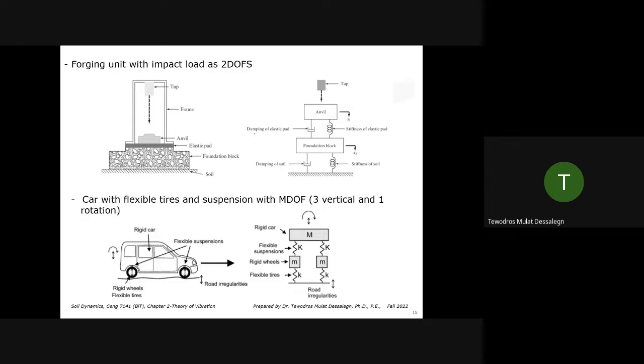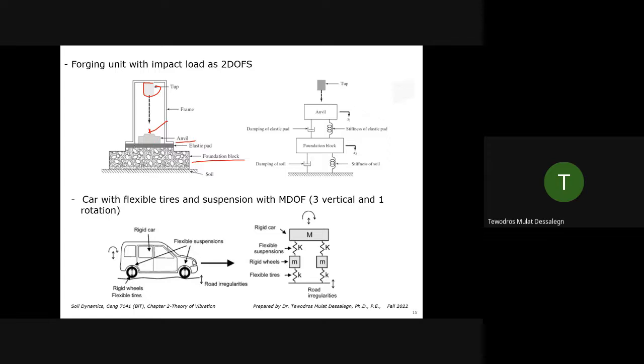Let's say a 2 degree of freedom system: a forging unit with impact load. You have a foundation block for a forging unit. The way that forging unit works is there is a mass dropping, and that causes impact. So that's how the forging happens. And there is a block, the anvil block, that's receiving the impact. You may have a metal that you're forging. So you see this mass dropping on the anvil, which is another heavy weight.